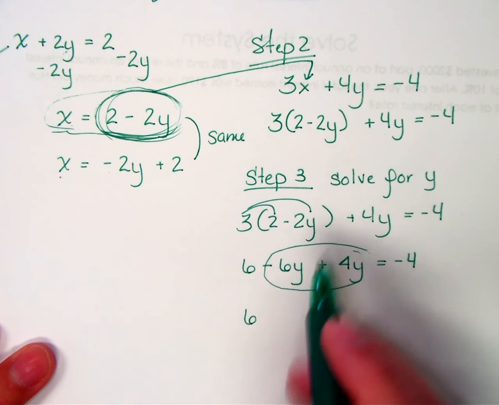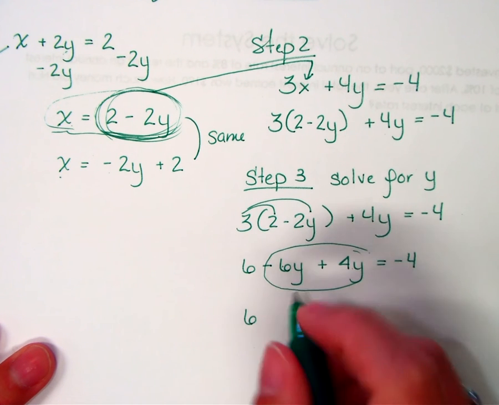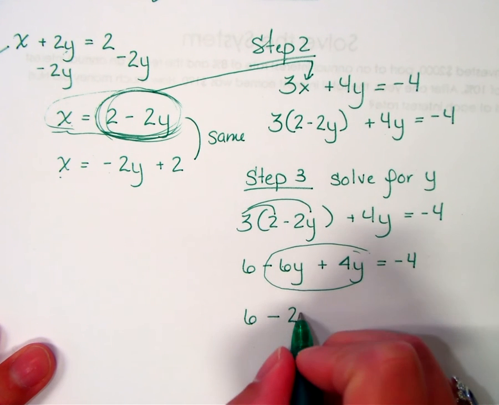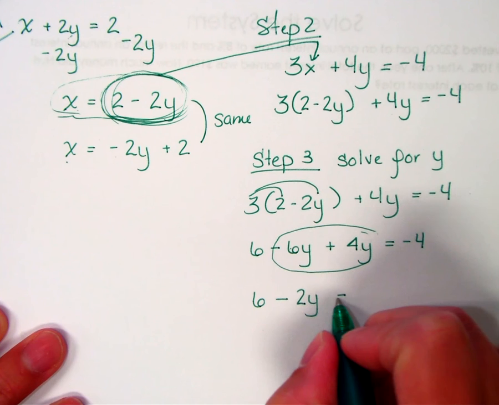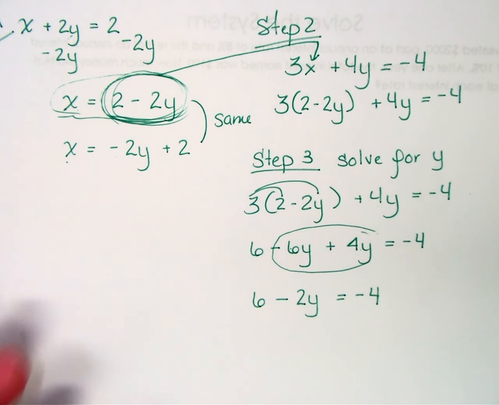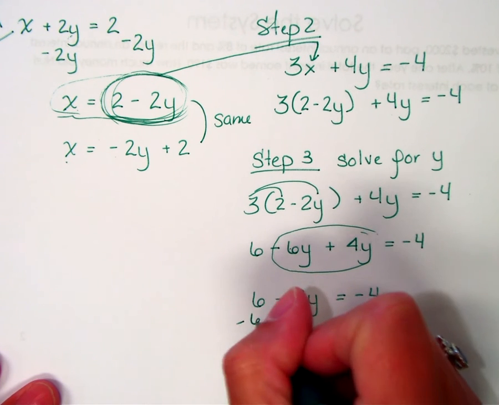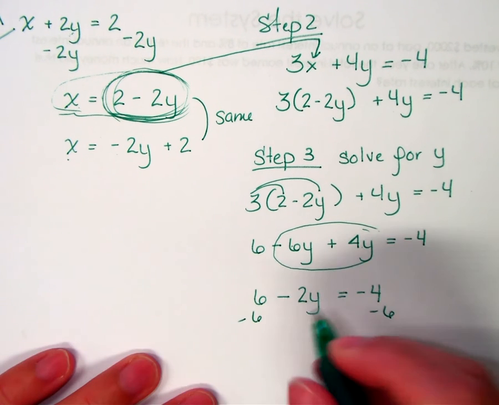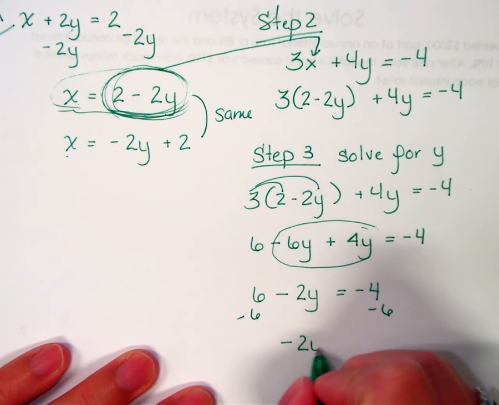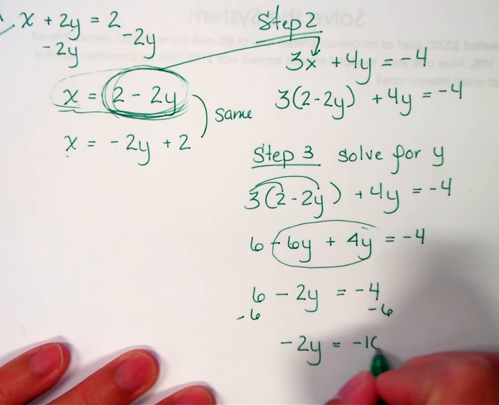So I'm going to have 6, and negative 6y plus 4y should leave me with a negative 2y equals negative 4. So this is just your basic algebra that you did in grade 9, grade 8, whatever. I want to get y by itself. So I'm going to move that 6, so that means I got to subtract 6 from both sides. So I'm going to have negative 2y equals a negative 10.